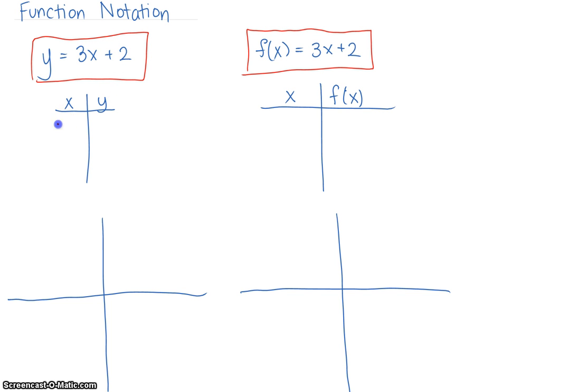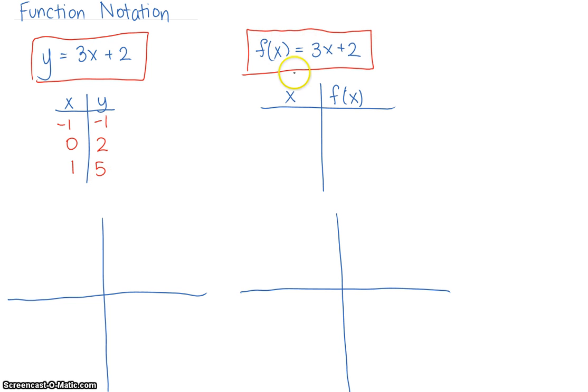And we know that if we use a table of values and plug in some values, we can plug in -1 here. 3 times -1 is -3 plus 2, so then you're going to get -1. When I plug in 0, I'm going to get 3 times 0 plus 2, so 0 plus 2, which is going to give me 2. If I plug in 1, 3 times 1 is 3, 3 plus 2 is then 5.